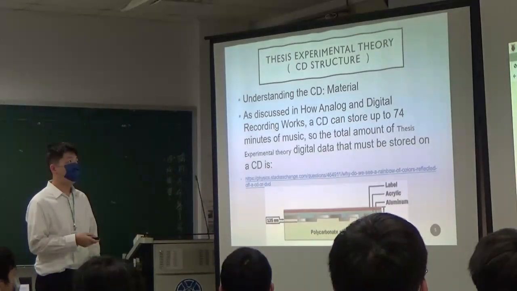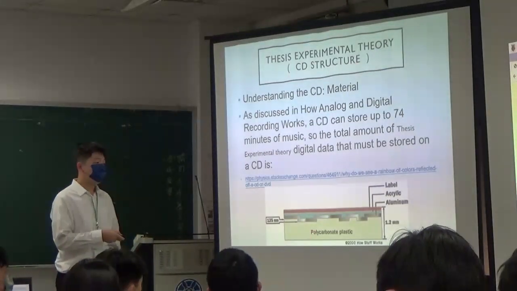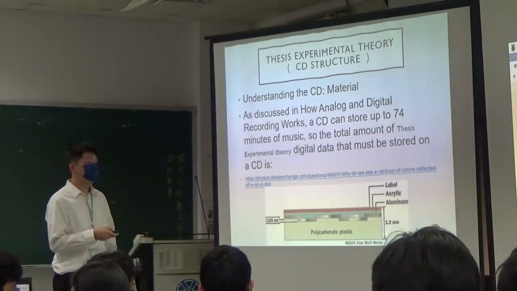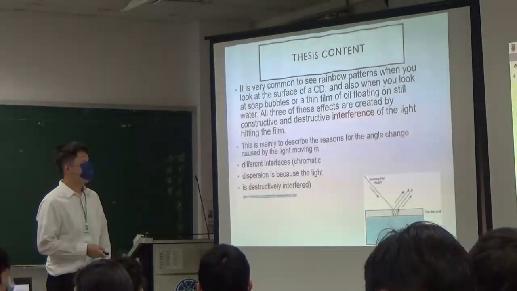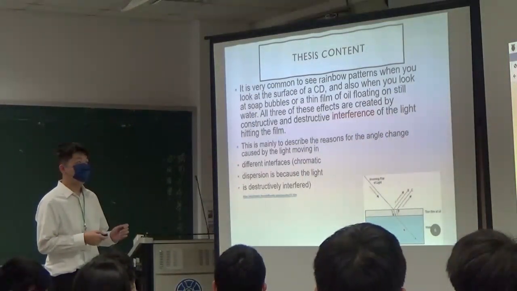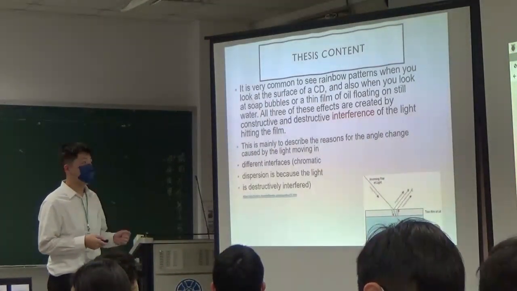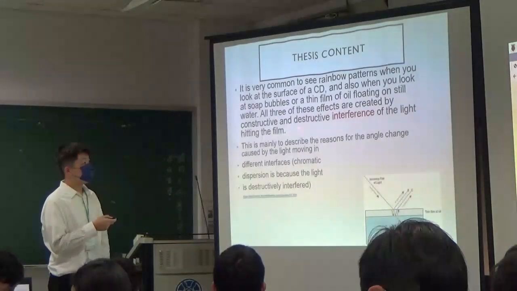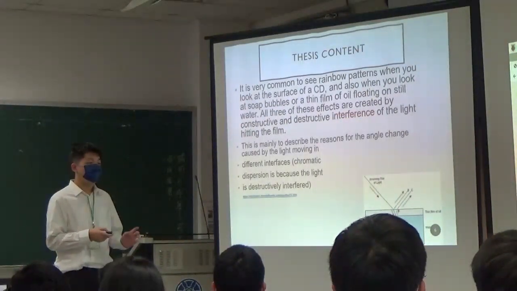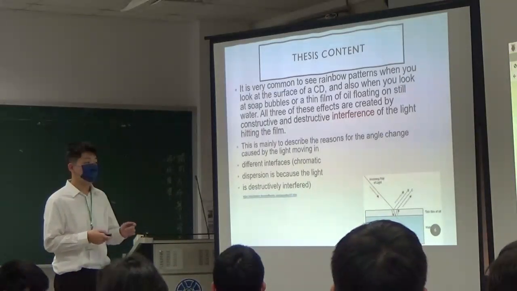Another theory is about the CD structure. A CD is made of plastic at the bottom, and there are some pits in it. On the pits, there is an aluminum layer. The last theory is about how light has interference and reflects on the disc. There are destructive interference and constructive interference, and this is the main reason that makes the different colors on the disc.